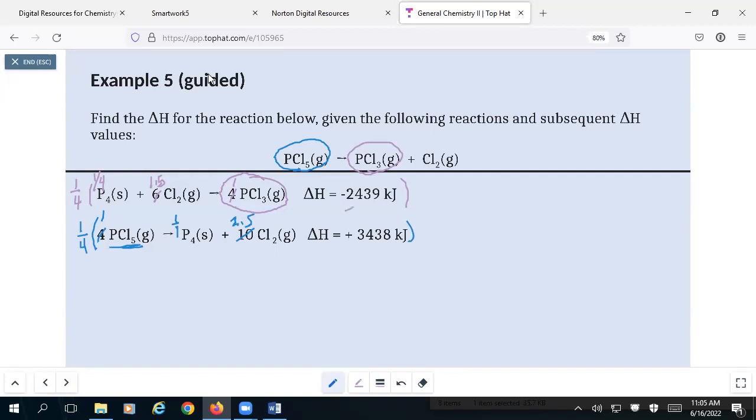is negative 609.8 kilojoules. 3438 divided by 4 is 859.5 kilojoules.